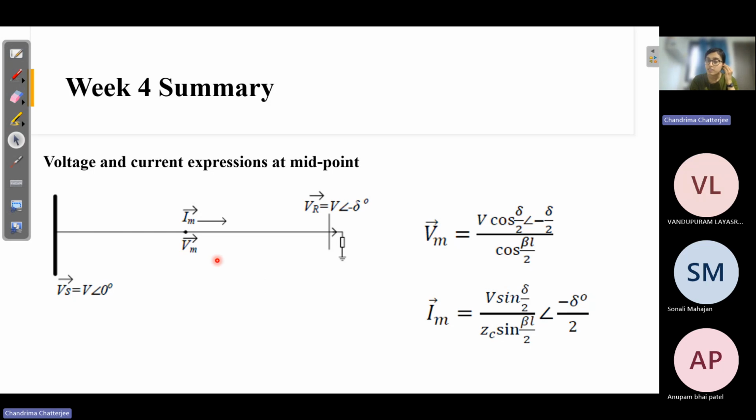So at the midpoint there is no reactive power. As they are in phase, there is no question of reactive power. Only active power will be there. But this is particularly at the midpoint, not the other points. This particular thing only happens at the midpoint where the voltage and current, they are in phase.